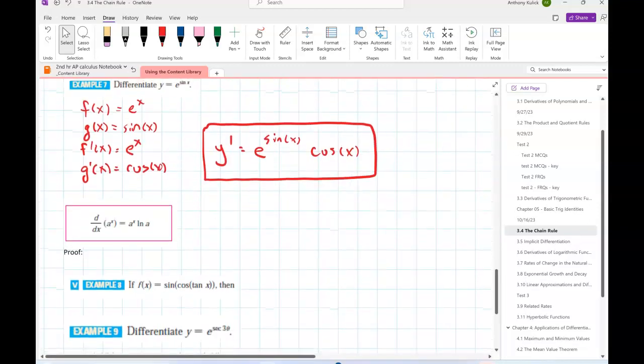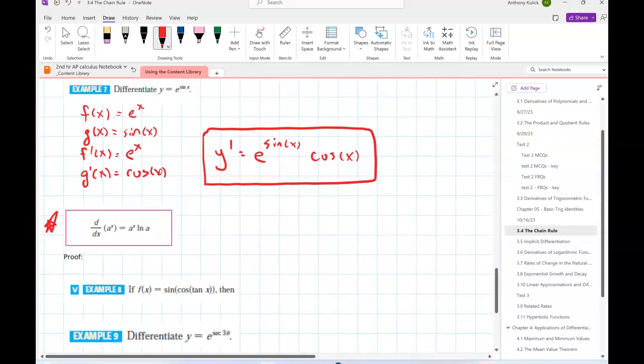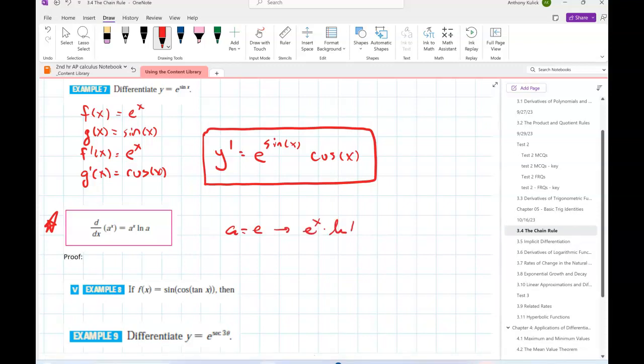Okay. New derivative rule. This is one you would need to memorize. The derivative of a to the x is a to the x times the natural log of a. Note when a is equal to e, what does that really turn into? e to the x times the natural log of e. And the natural log of e is just 1. That's why we're just getting e to the x as the derivative.